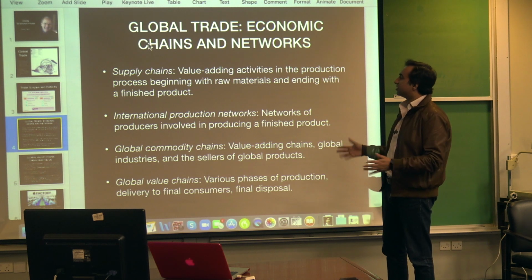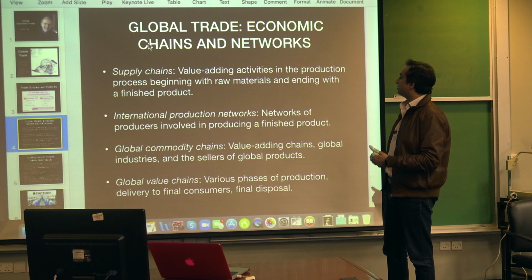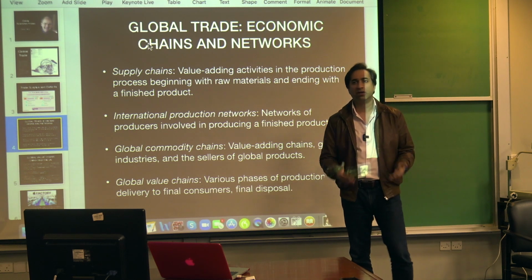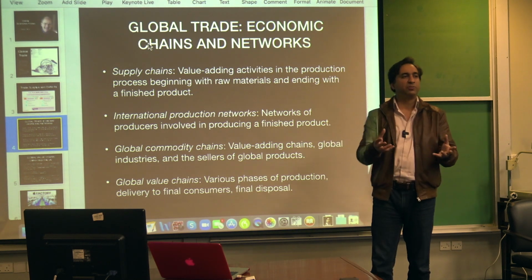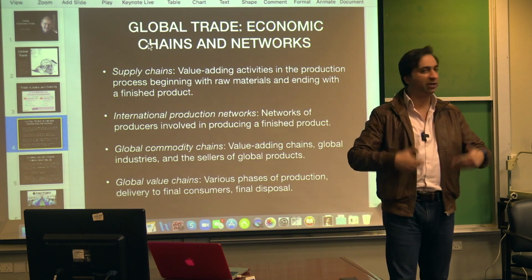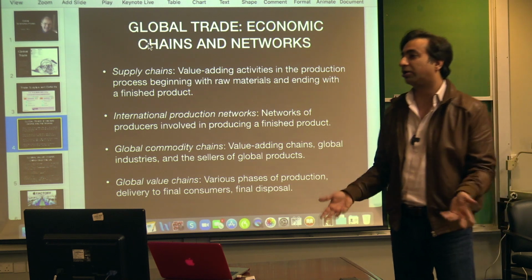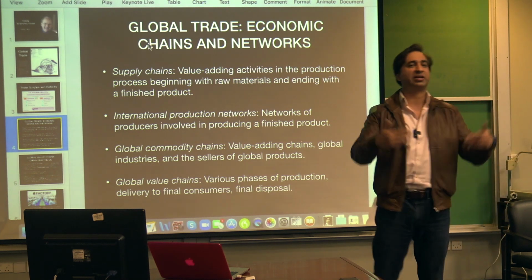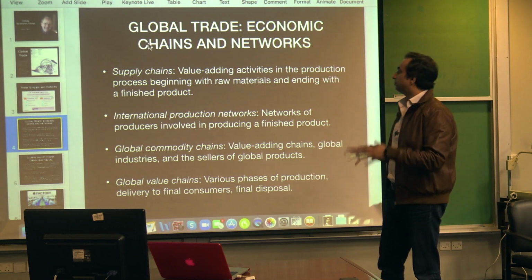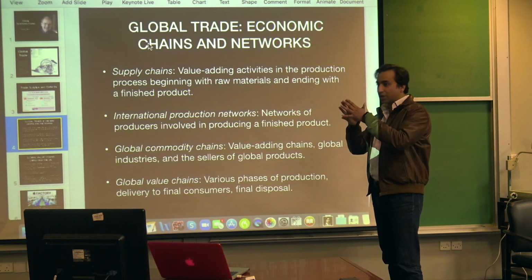So supply chains are value-adding activities in the production process, beginning with raw materials and ending with a finished product. Not too hard to understand. You have cotton production, cotton gets converted into yarn, yarn gets converted into cloth, etc. Cloth gets converted into a commodity, into clothes, etc. That gets sold, and so on and so forth. So that's a supply chain which has now become global.